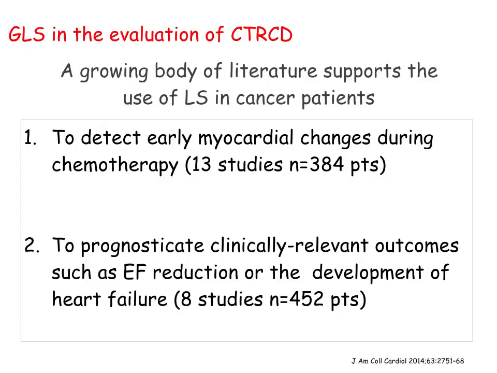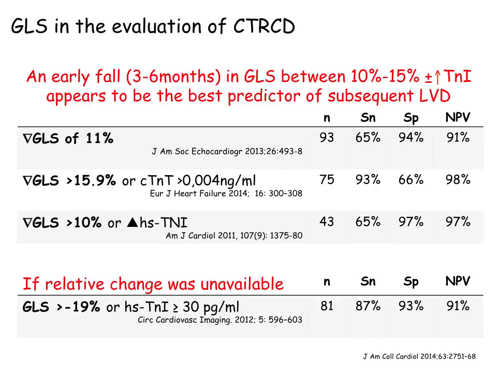Also, an early detection of myocardial changes is important. The real value of these changes lies in their ability to prognosticate relevant outcomes, such as EF reduction or the development of heart failure. The ideal strategy is to compare the measurements of GLS obtained during chemotherapy with the one obtained at baseline, allowing the patient to serve as their own control.